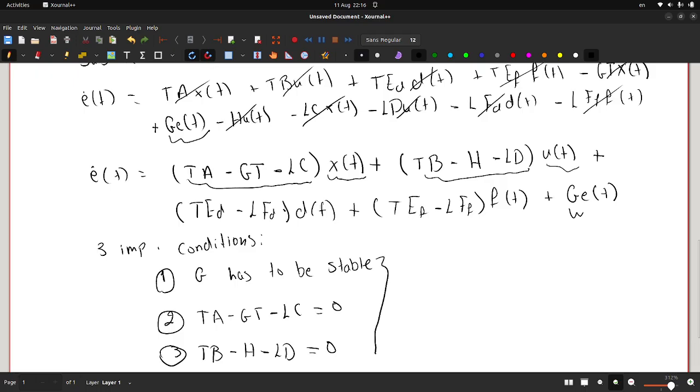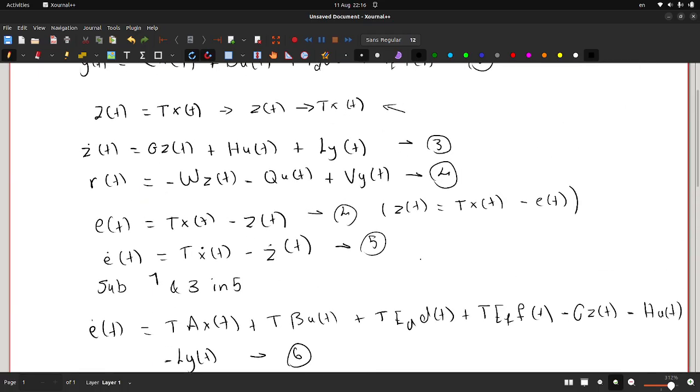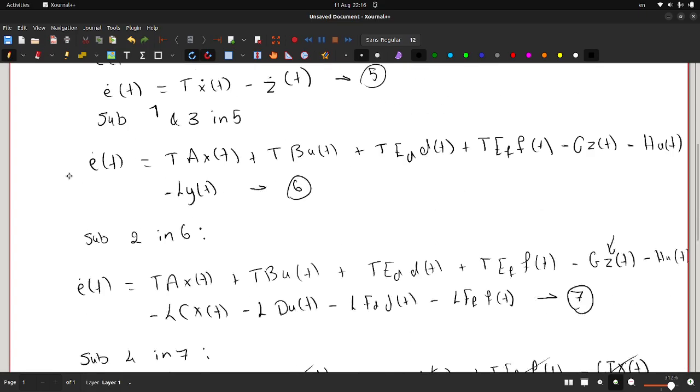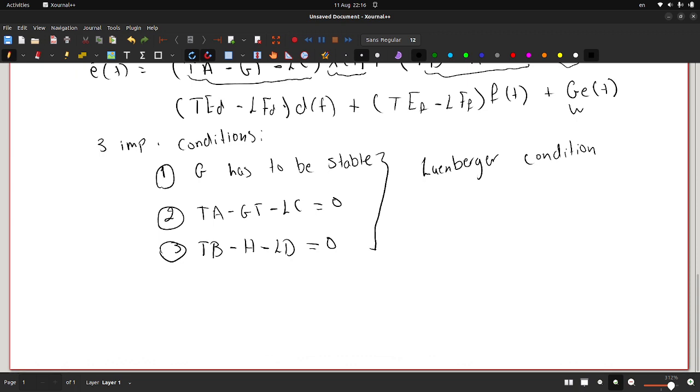So these are three important conditions that we call Leuenberger conditions. We will have two more conditions when we start designing the residual signal. Okay, let's continue with it. As we said, R of t is equal to negative W T of t minus Q U of t plus V y of t.